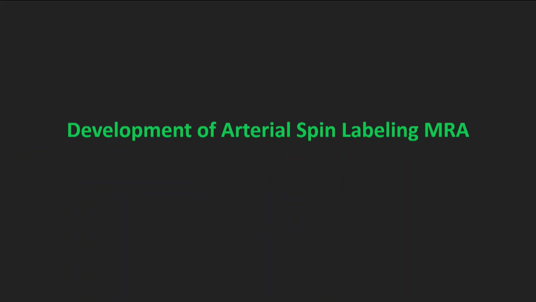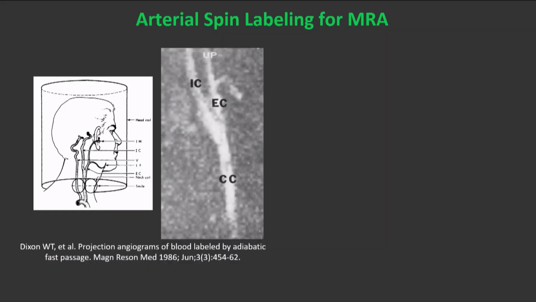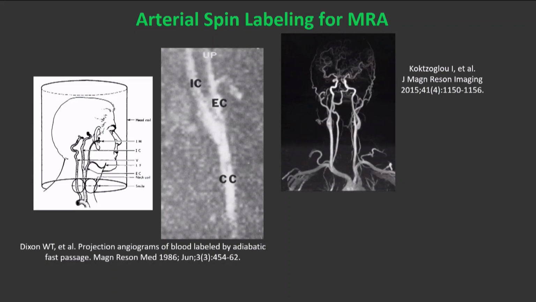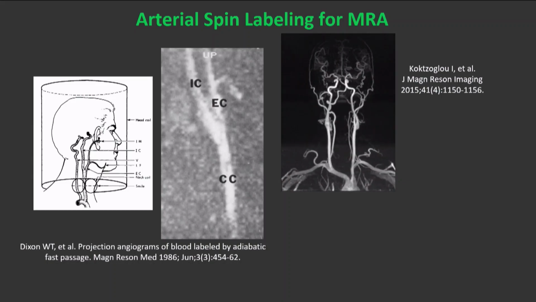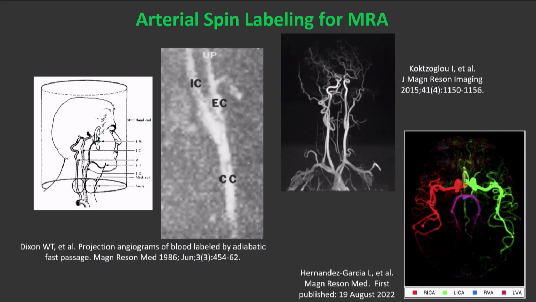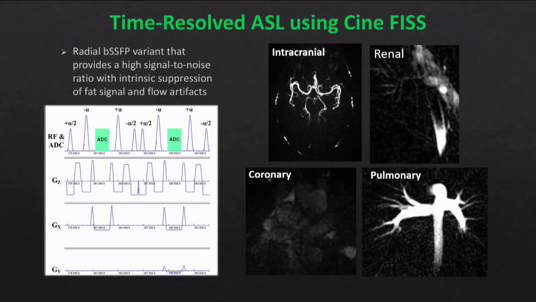Now, arterial spin labeling is a very interesting area. It's used a lot by the brain researchers for looking at arterial perfusion, but you can also do MRA, and Dixon of the Dixon technique also happened to really pioneer this, showing projection angiograms back in 1986. And nowadays, you can get images that easily compete with the best contrast-enhanced angiograms, and you can even do vessel selective imaging as shown here. So a lot of progress in the field.